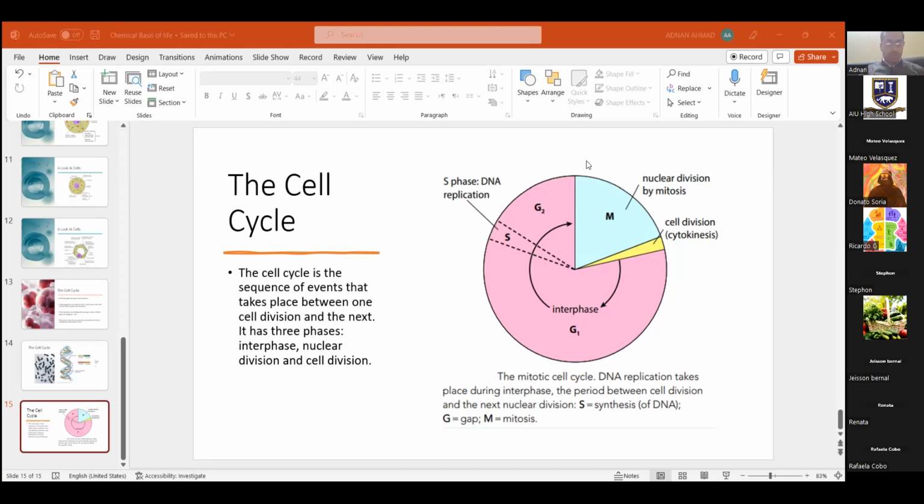Let me show you a picture of where a cell divides into daughter cells. So any questions so far?